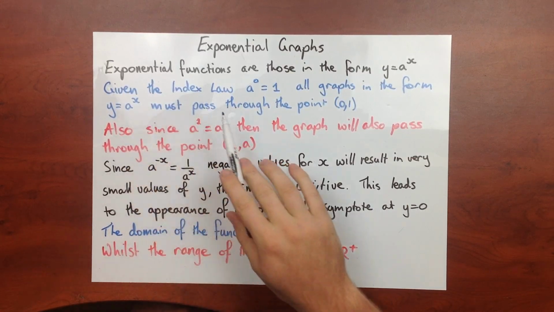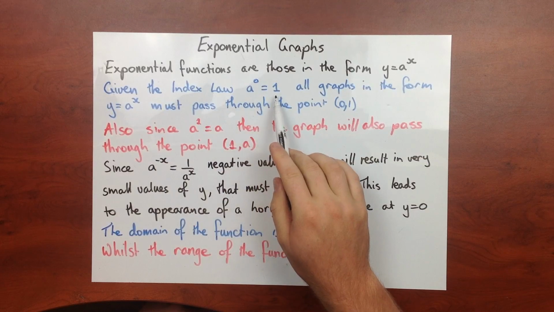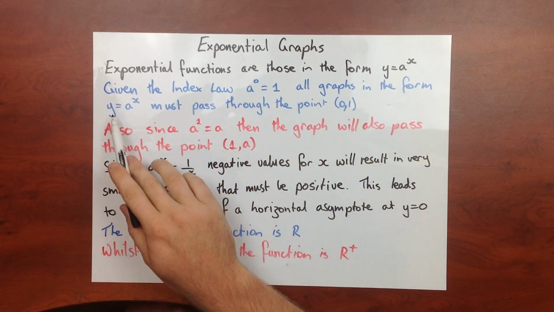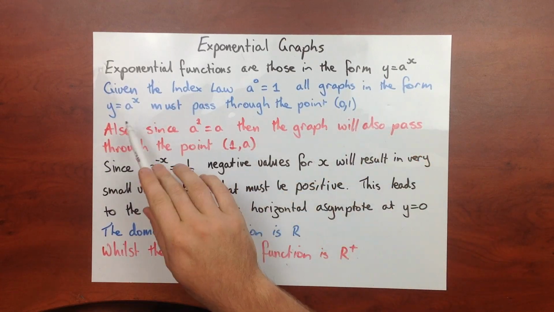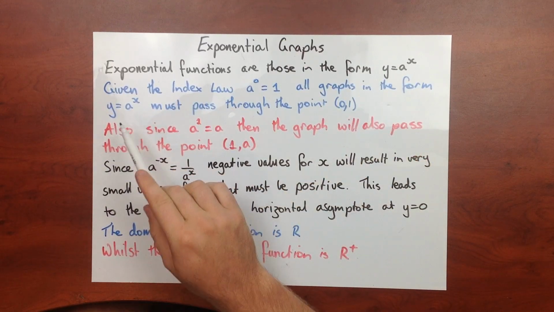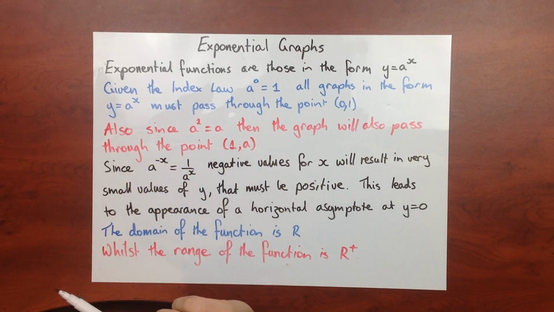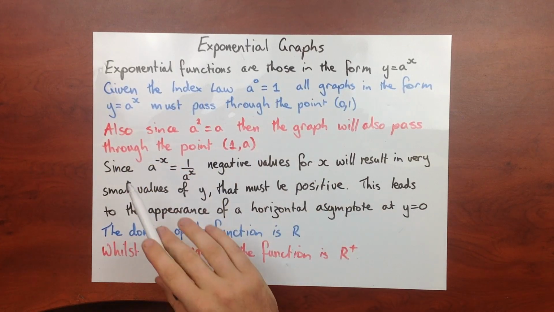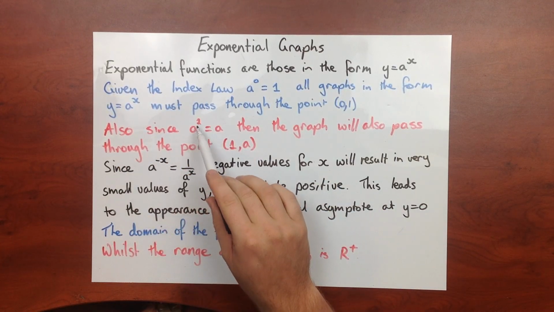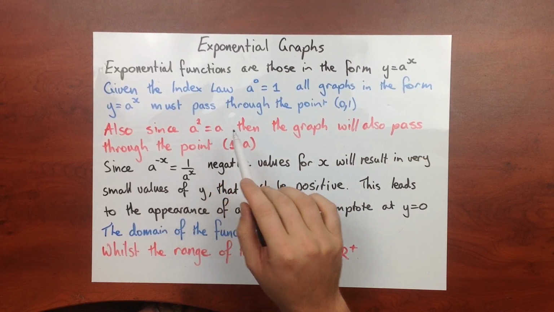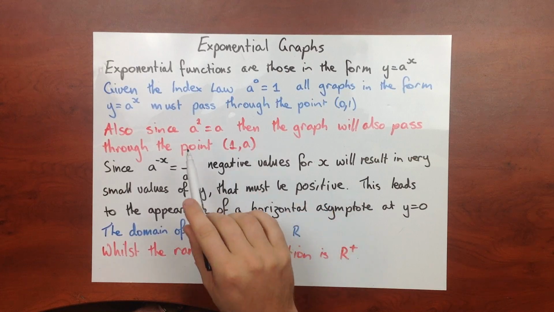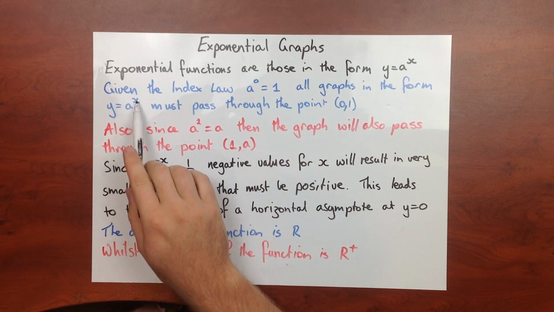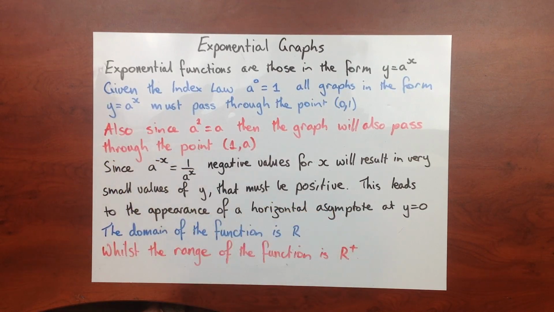Given the index law a to the power 0 equals 1, all graphs in the form y equals a to the x must pass through the point (0, 1), because when we sub 0 in, we know we're going to get the value 1, no matter what this base value is. Also, since a to the power of 1 equals a, the graph will also pass through the point (1, a), because if we put 1 in here, we're going to get y equals a. So we're going to go through those 2 points all the time.